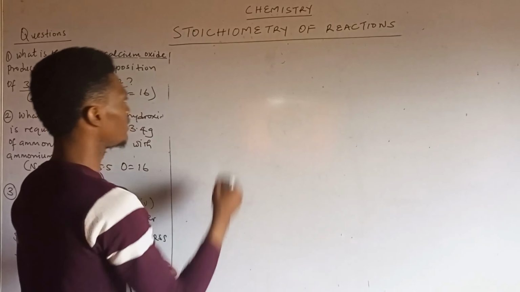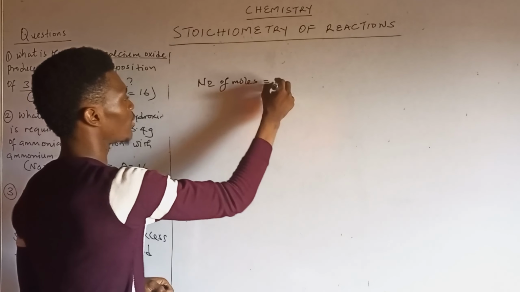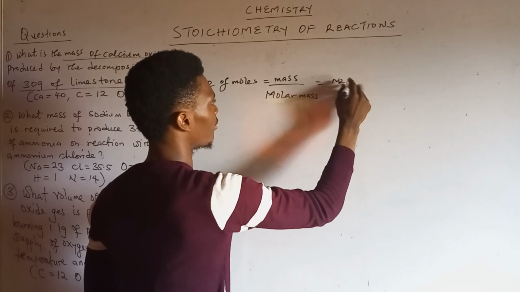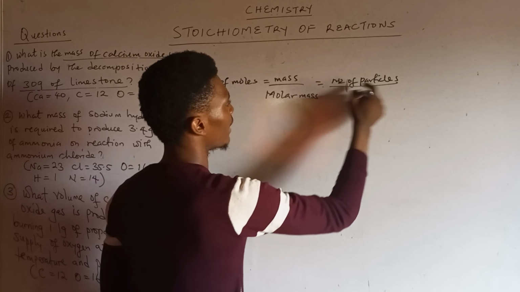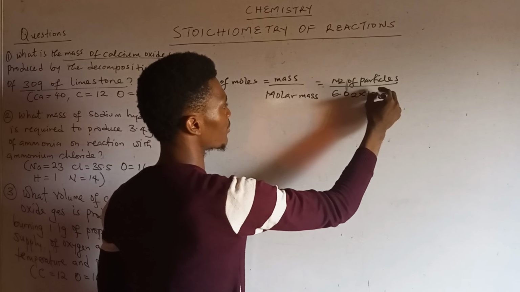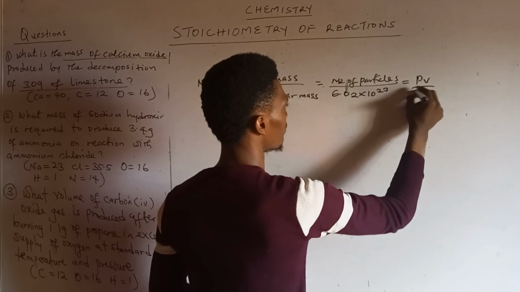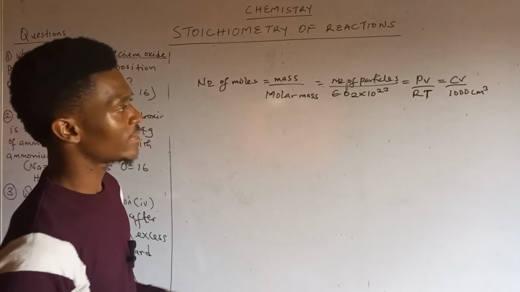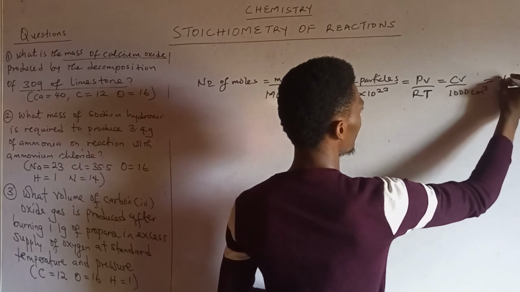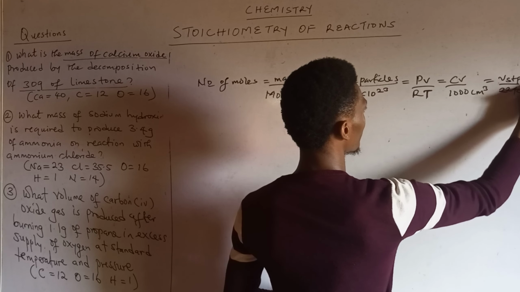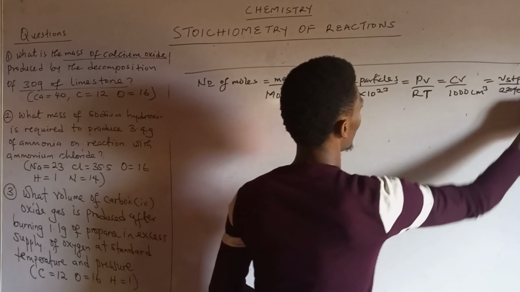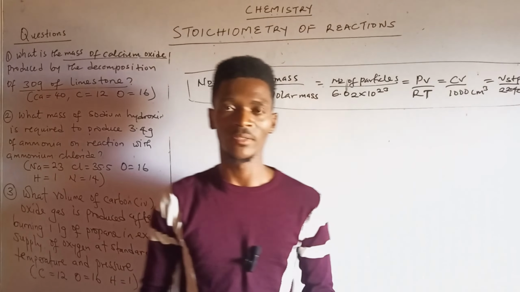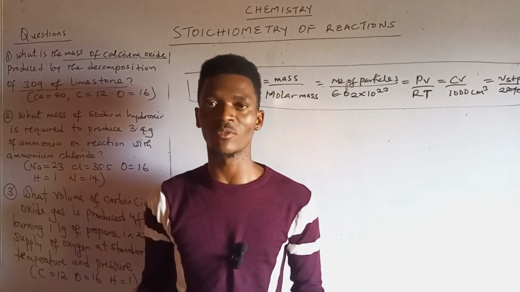So this formula is giving us number of moles is equal to mass over molar mass, then equal to number of particles, it could be atoms, molecules, or ions, over 6.02 times 10 to the power of 23, Avogadro's number, is equal to PV over RT, then is equal to CV over 1000 cm cube. All right. So these are actually things that you need to understand. Then we still have another one equal to volume at STP over 22.4 dm cube. So with this chain formula, you can attempt quite a number of questions from stoichiometry. So you can write down this chain formula to be of help to you in calculations involving stoichiometry. So it's my hope that you've been able to understand some certain stuff about stoichiometry.